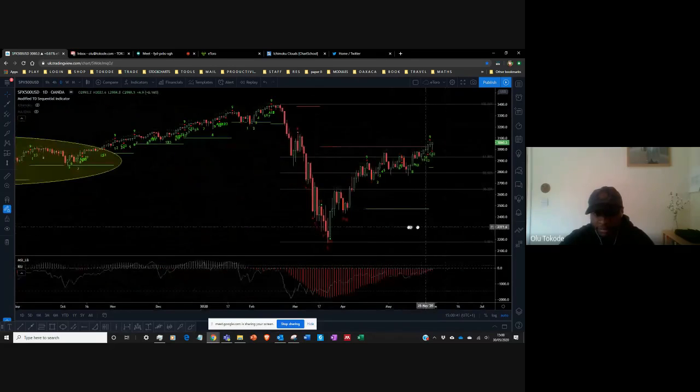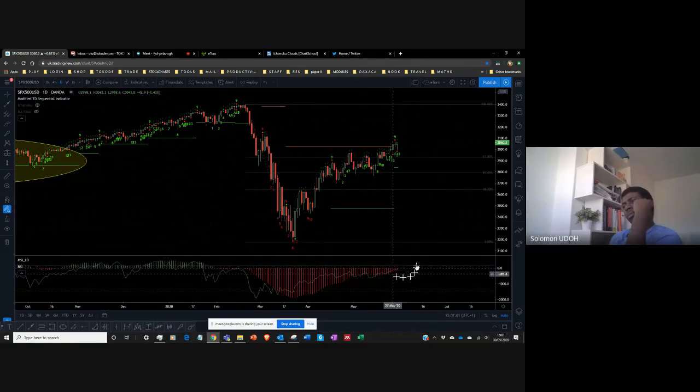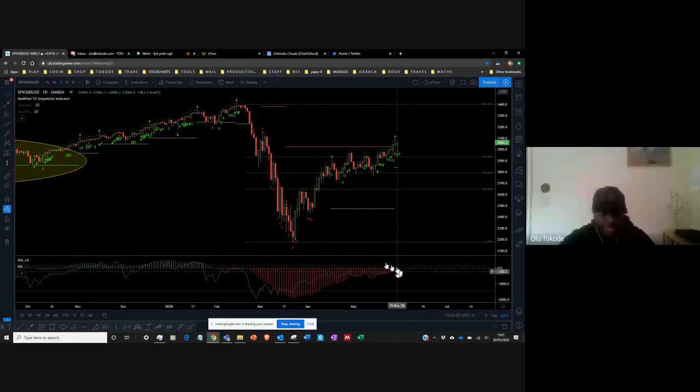Another thing to point out, see this gray line here, just that line. That's the RSI. So the RSI is almost overbought. It's not there yet. It's close to overbought territory. So this other indicator here, this green and red, is the McClellan Summation Index.